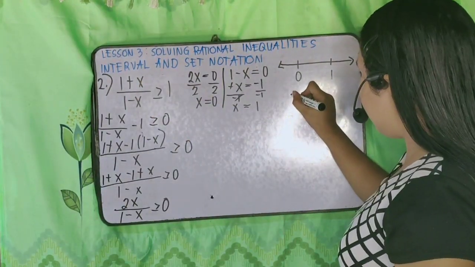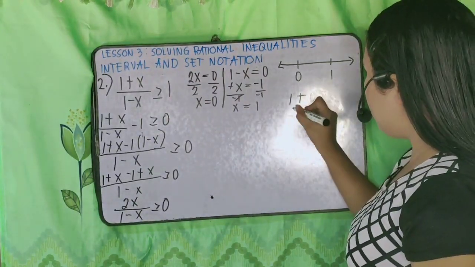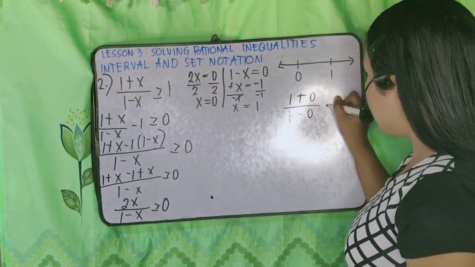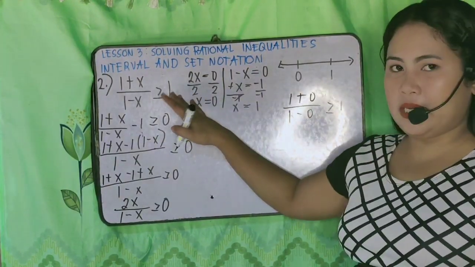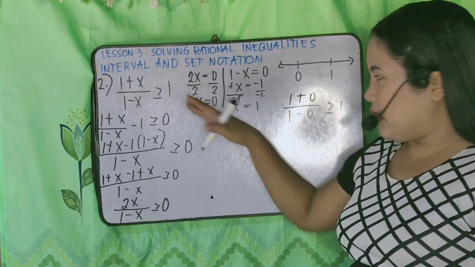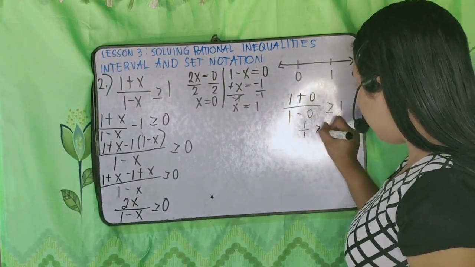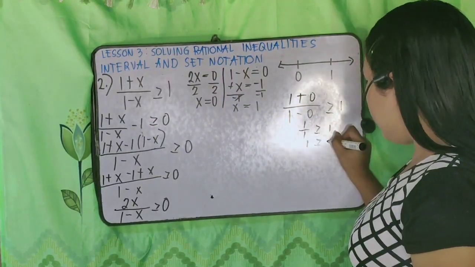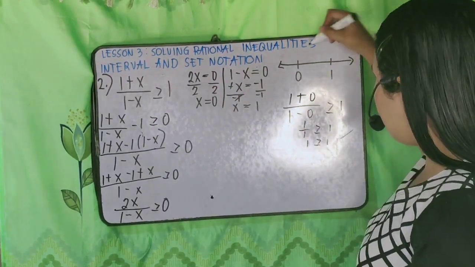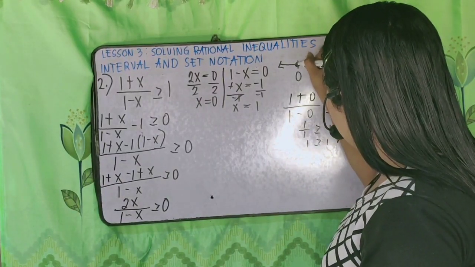So, try natin. 1 plus x, papalitan natin siya ng 0 over 1 minus 0, then greater than or equal to 1. Okay po, kasi original inequality yung gagamitin natin. Okay, so 1 plus 0, 1. 1 minus 0, 1. So, equal or greater than to 1. So, 1 is greater than or equal to 1. So, meaning, check. So, ibig sabihin, yung 0 po natin is naka-shaded circle.